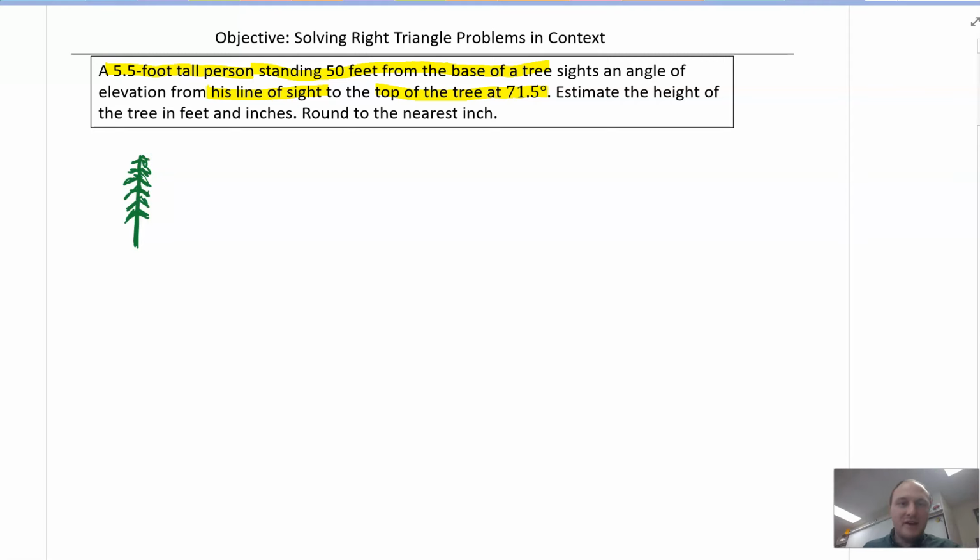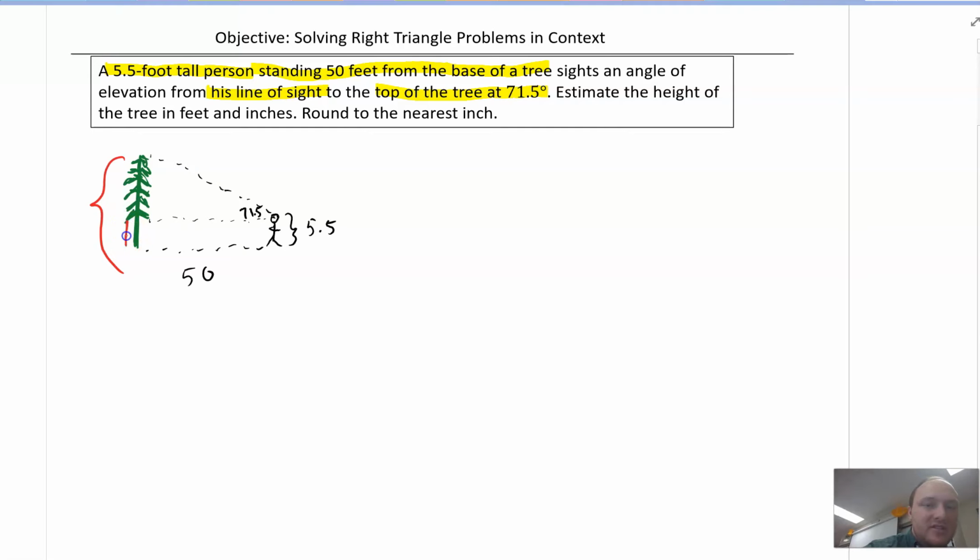Okay, so there's a tree. And then we have a 5.5 foot person. Okay, there they are. And they're 5.5 feet, standing 50 feet from the base of the tree. Okay, sights an angle of elevation from his line of sight to the top of the tree. So here's the top of the tree. Here's his line of sight, at 71.5. Now, it looks a little low to be 71.5. I think my tree needs to be taller, but it will do. So what we want to know is how tall the tree is. Here's our desired information, this whole thing.